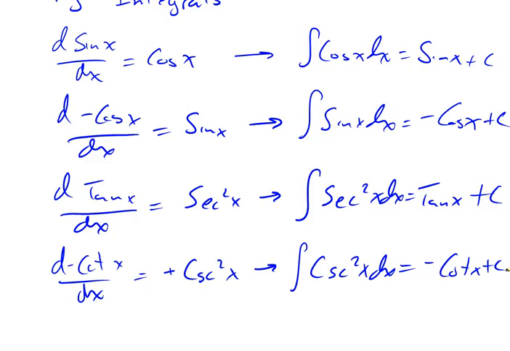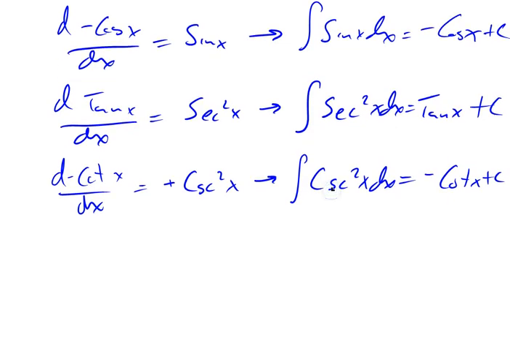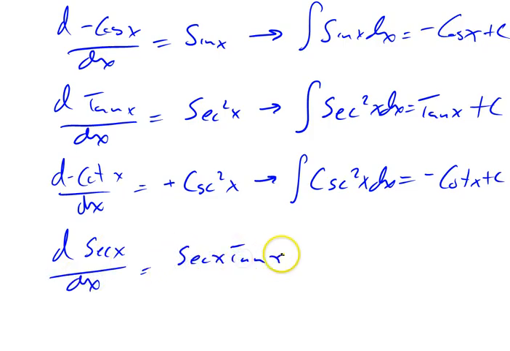And there must be two others that we had. The derivative of the secant of x is secant x tan x. And so that turns into this rule that the integral of secant x tan x dx is equal to the secant x plus a constant.